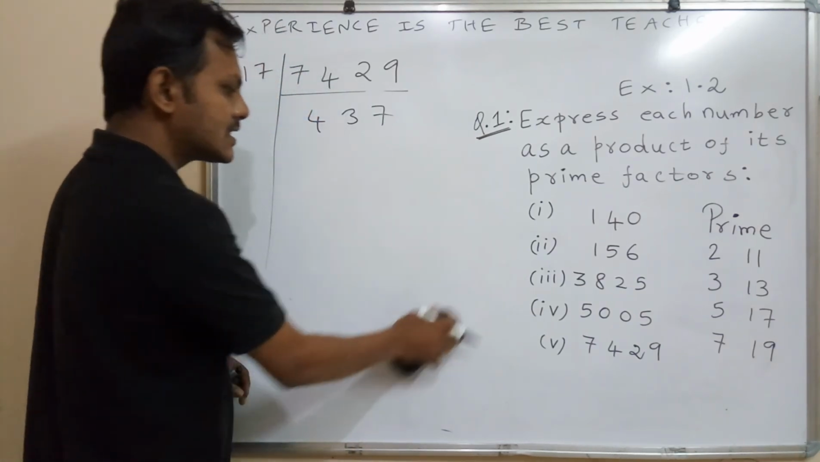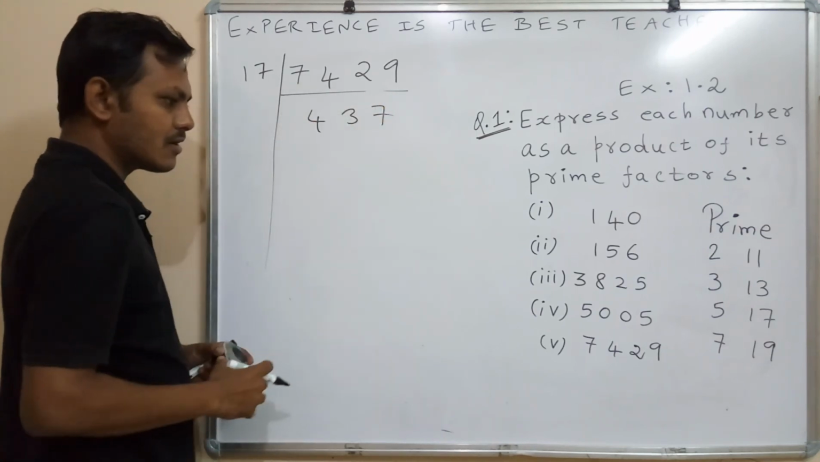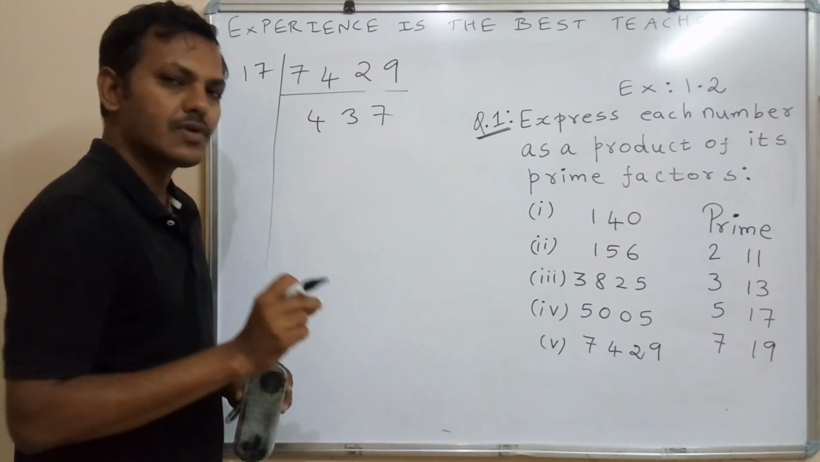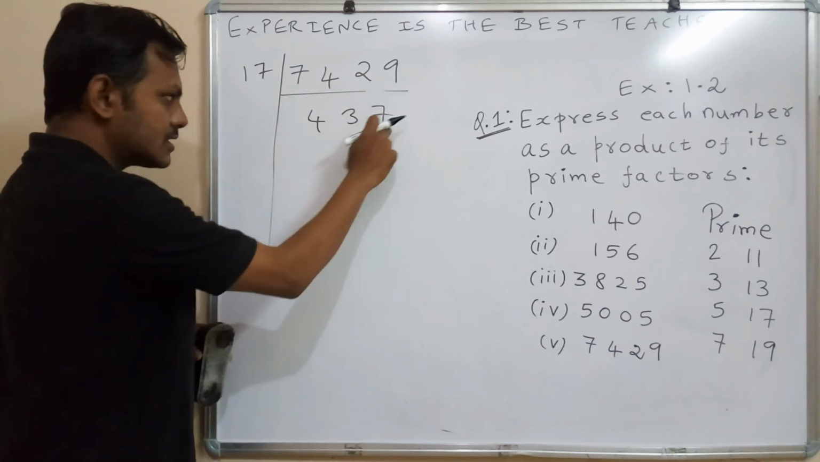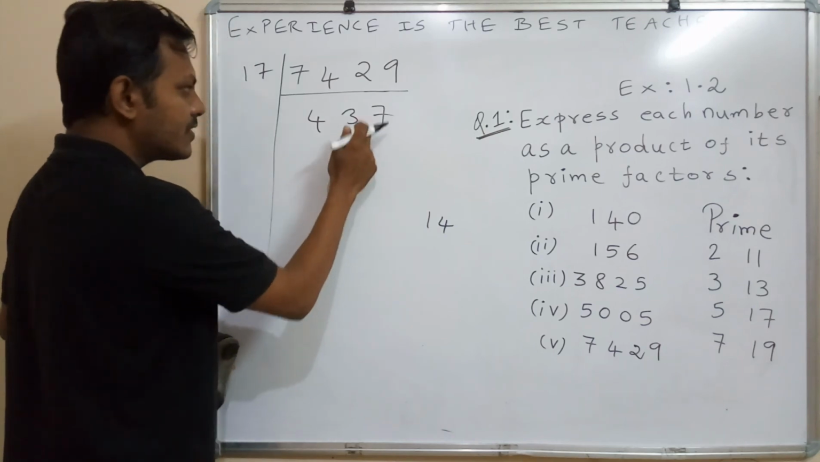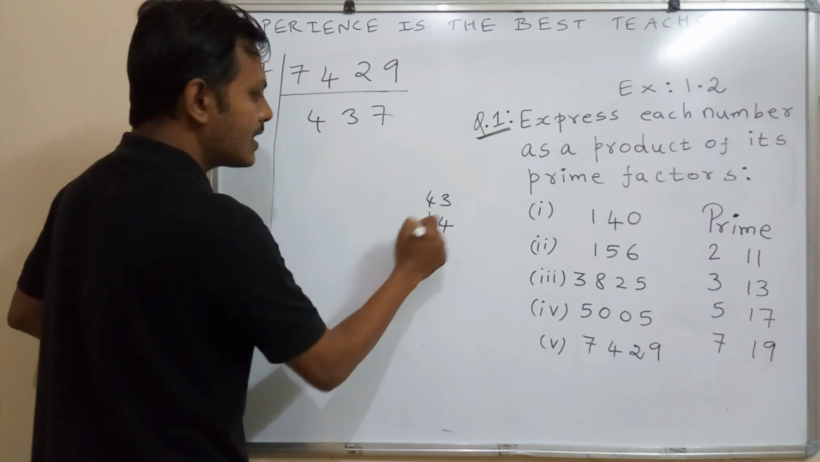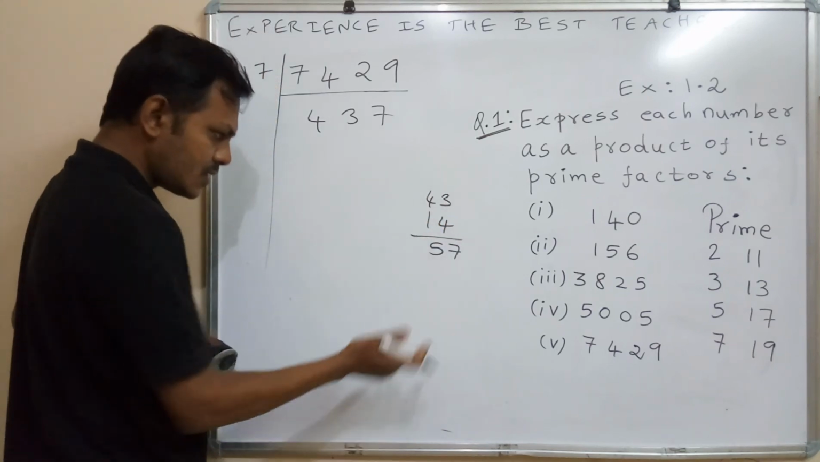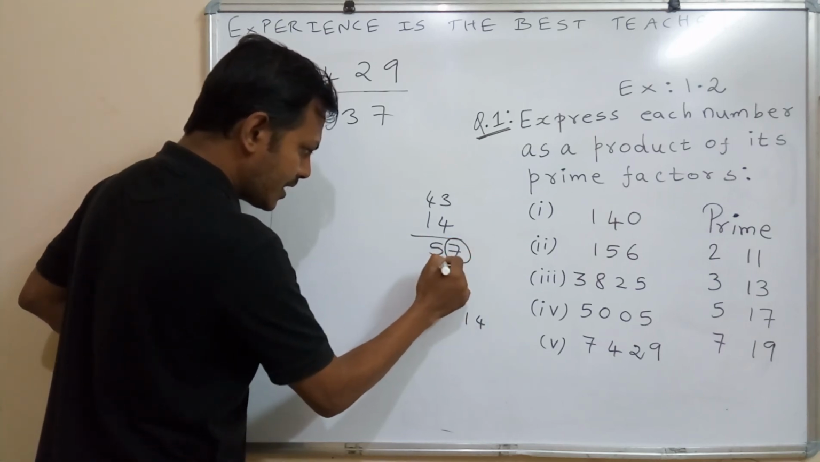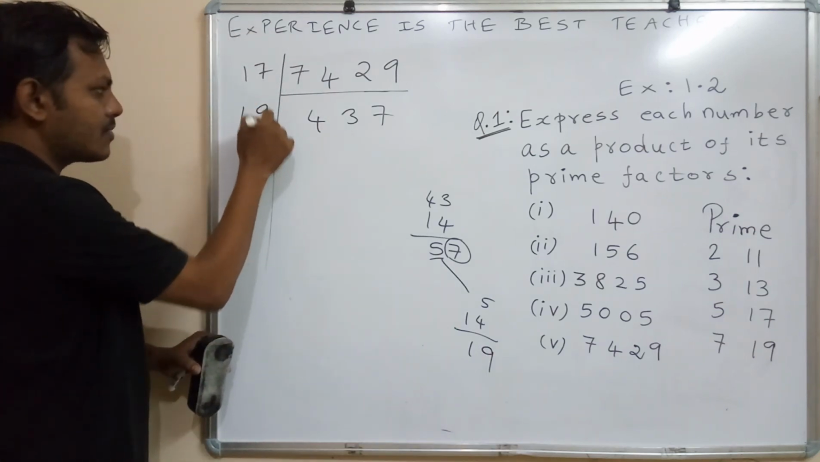To check whether this number will come in 19 table or not, the divisibility rule for number 19 is twice the last digit and add with the rest of the number. So twice the last digit is 2 7s are 14 and 43, by adding 7, 57. Twice the last digit is 14 and this will be the remaining number. 5 plus 14, 19 will come in 19 table. So you can use the 19 table over there.